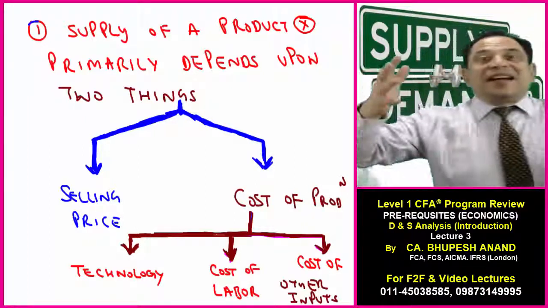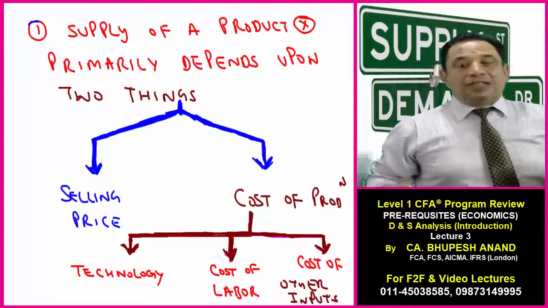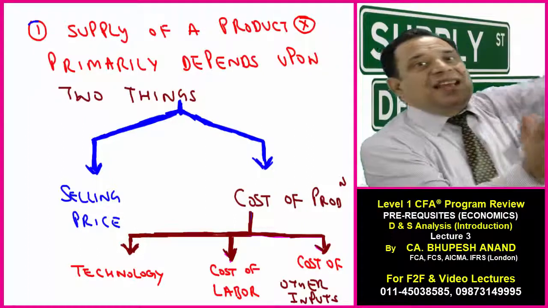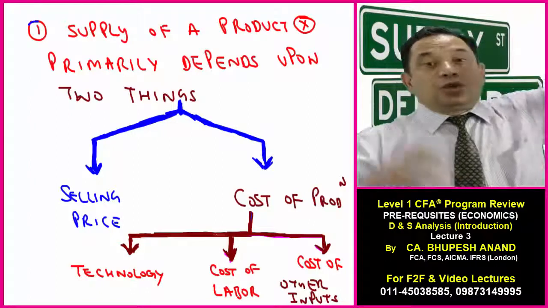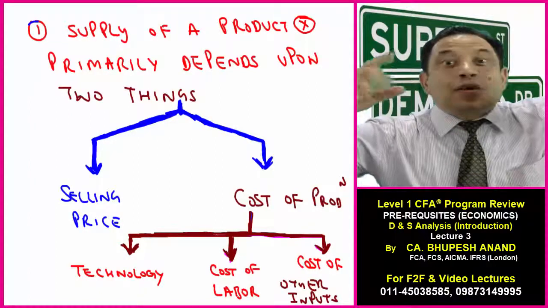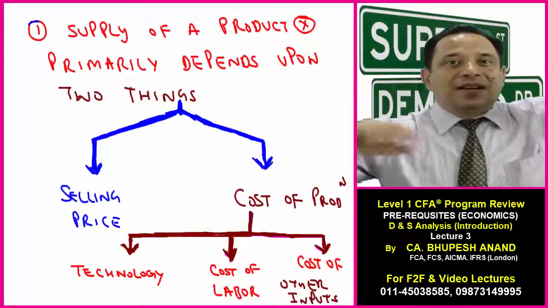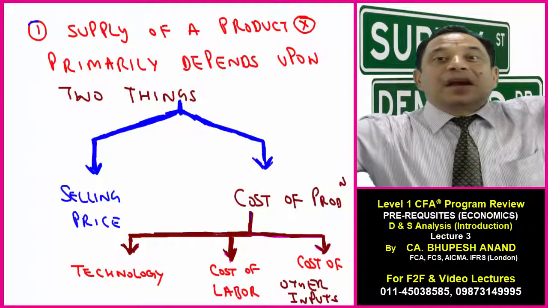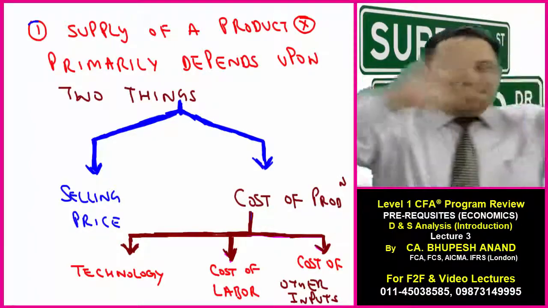Or if I take a real life example, the supply of butter will increase if the price of butter increases. You are getting a point? So there is a direct relationship between the quantity supplied and the price of that good. There is a direct relationship between the quantity supplied of that product and the price of that product. You are getting a point?